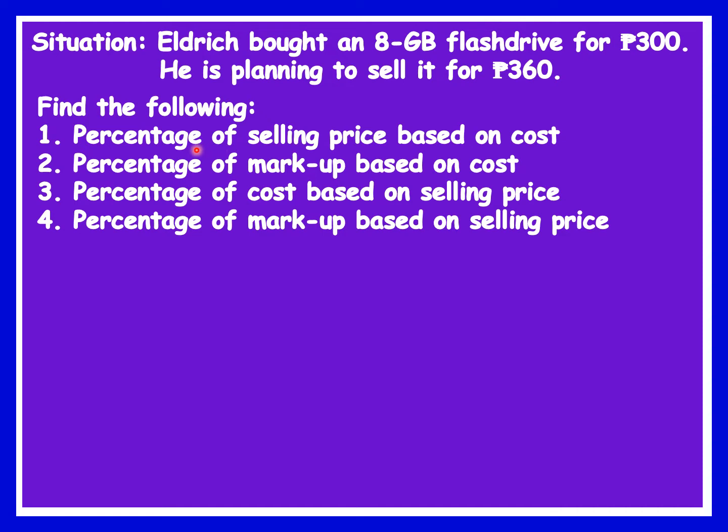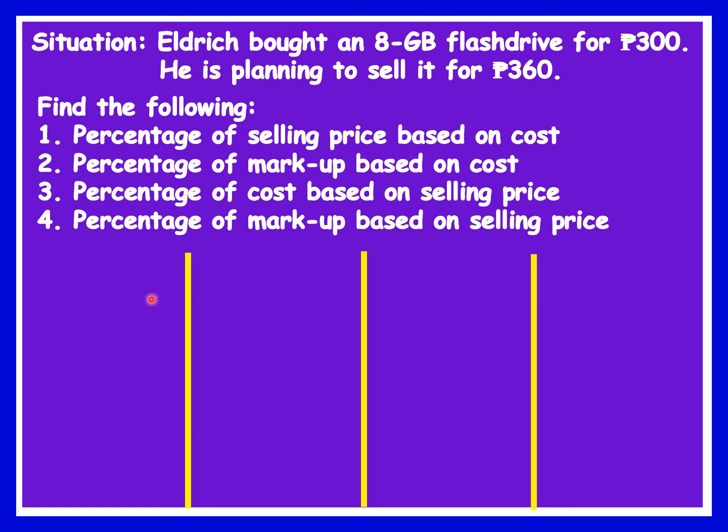Since we are trying to find its percentage, we will divide the selling price by cost, then multiply by 100, since percentage is also per 100. So, let us divide our working area here by 4. Okay, this is for number 1. Once again, we will use SP over C, the selling price based on cost, then multiply by 100 and affix the percentage symbol at the end of our answer.